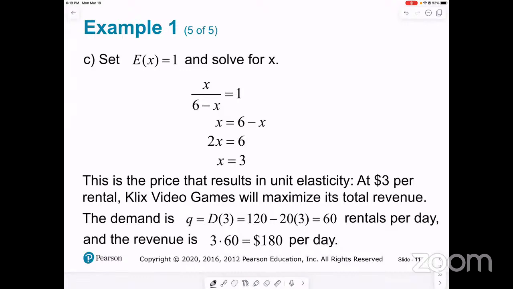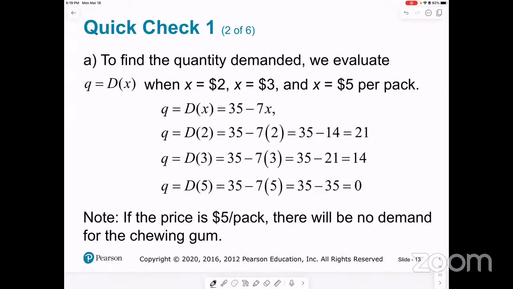We're already halfway through this one. Now that's a quick check. I'll leave that as an exercise for you.